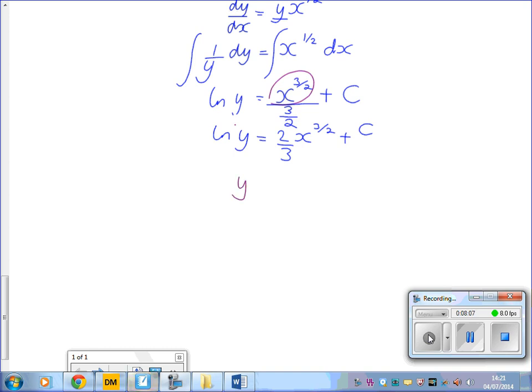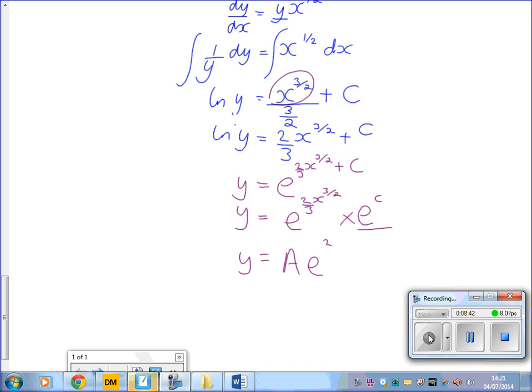So now, go back to the stage I was trying to do before. I'll have e to the power of 2 over 3 x to the power of 3 over 2 plus c, separating off the plus c again. B times e to the c, and then writing that constant in the front, y equals a e to the x to the power of 3 over 2 all over 3.